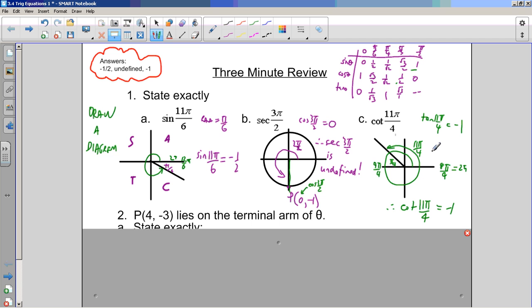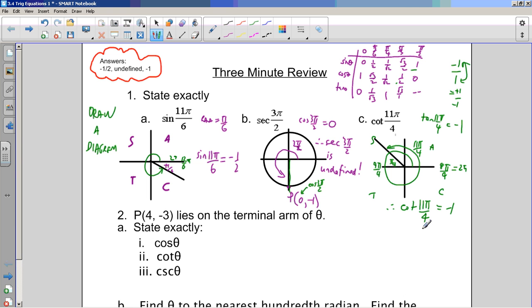And if I think of the CAST rule, or All Soup Turns Cold, only the sine is positive here, so I need to make that negative. But that's the tangent. I want the cotangent. I flip it, and you flip -1, you end up with -1, right? They flip. The negative's on the bottom or the top. It doesn't matter. All right.